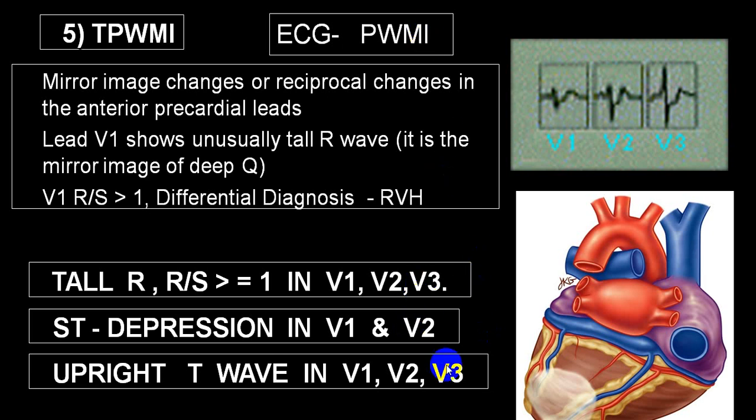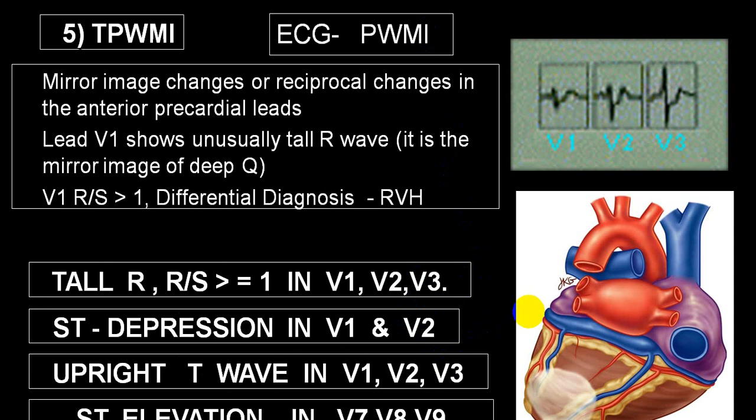And along with this, if you get any changes in lead 2, lead 3, aVF, inferior plus posterior. Now if you take the opposite leads, that is V7, V8, V9, and if it shows an ST elevation, it is classical true posterior wall MI.